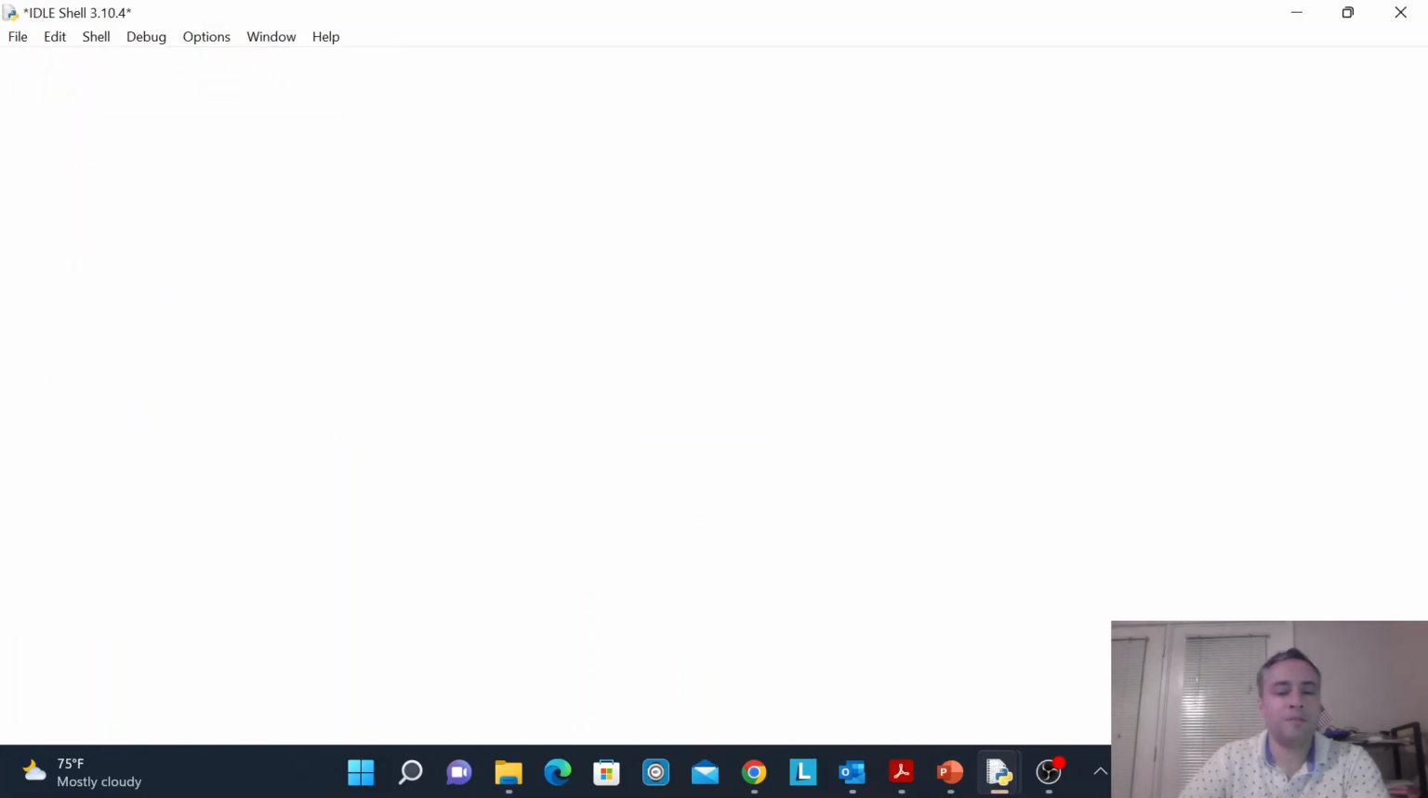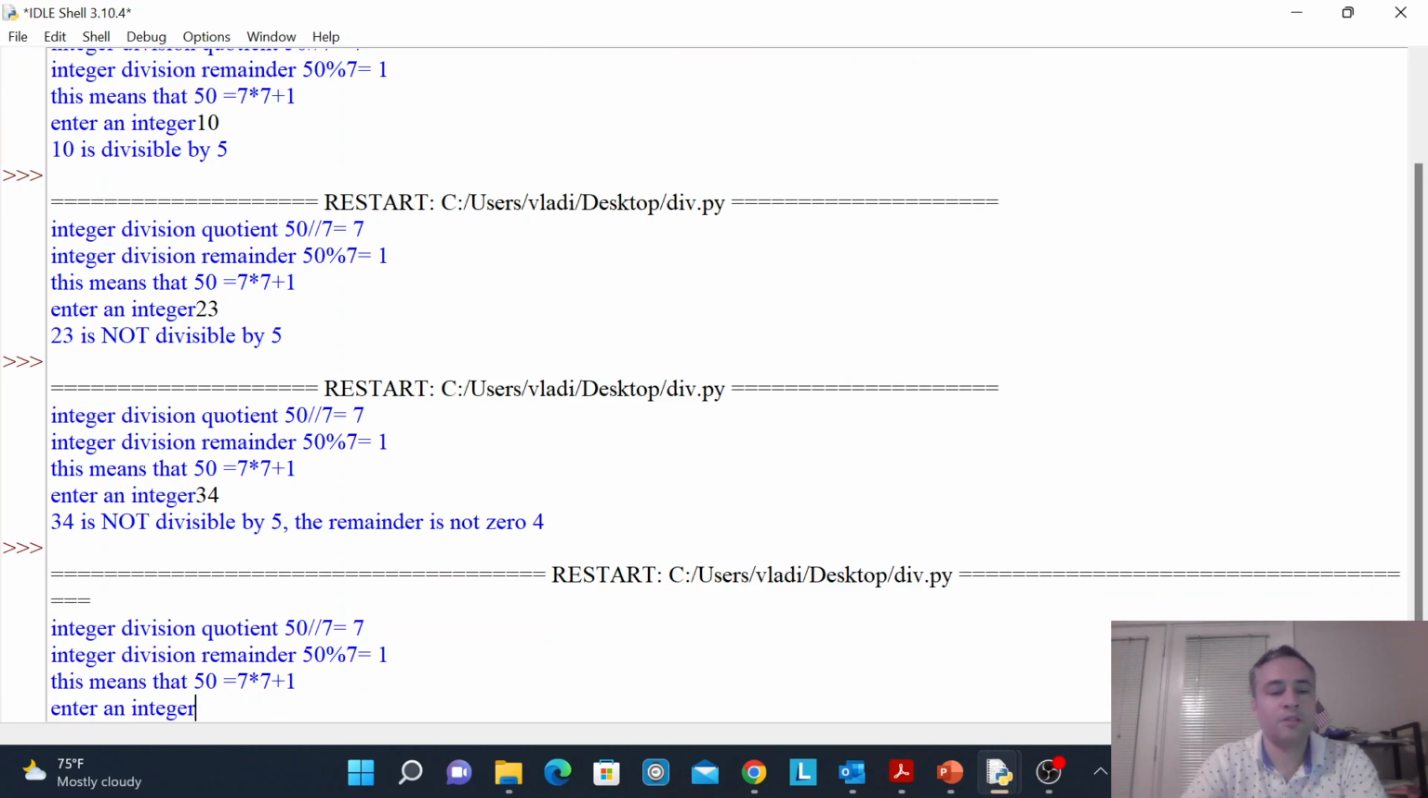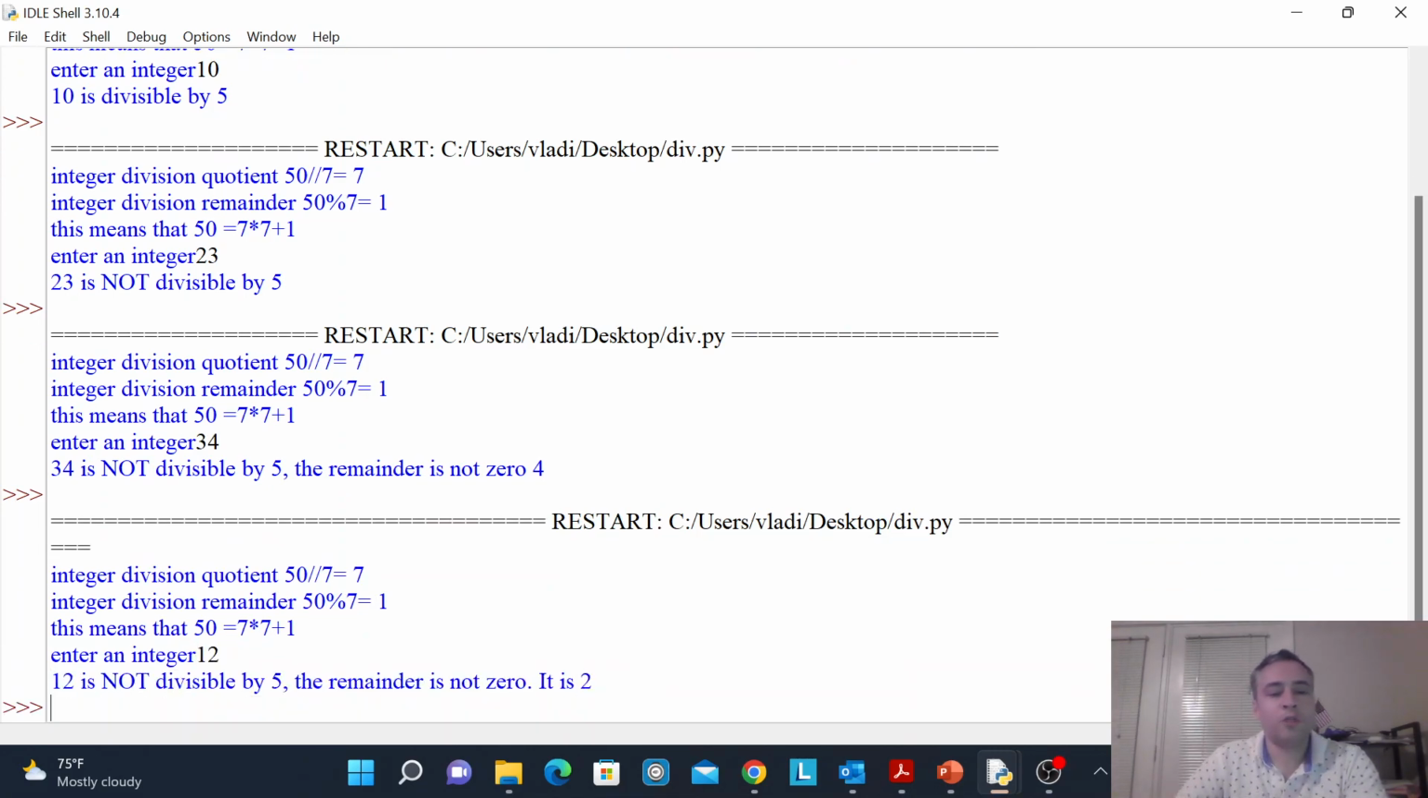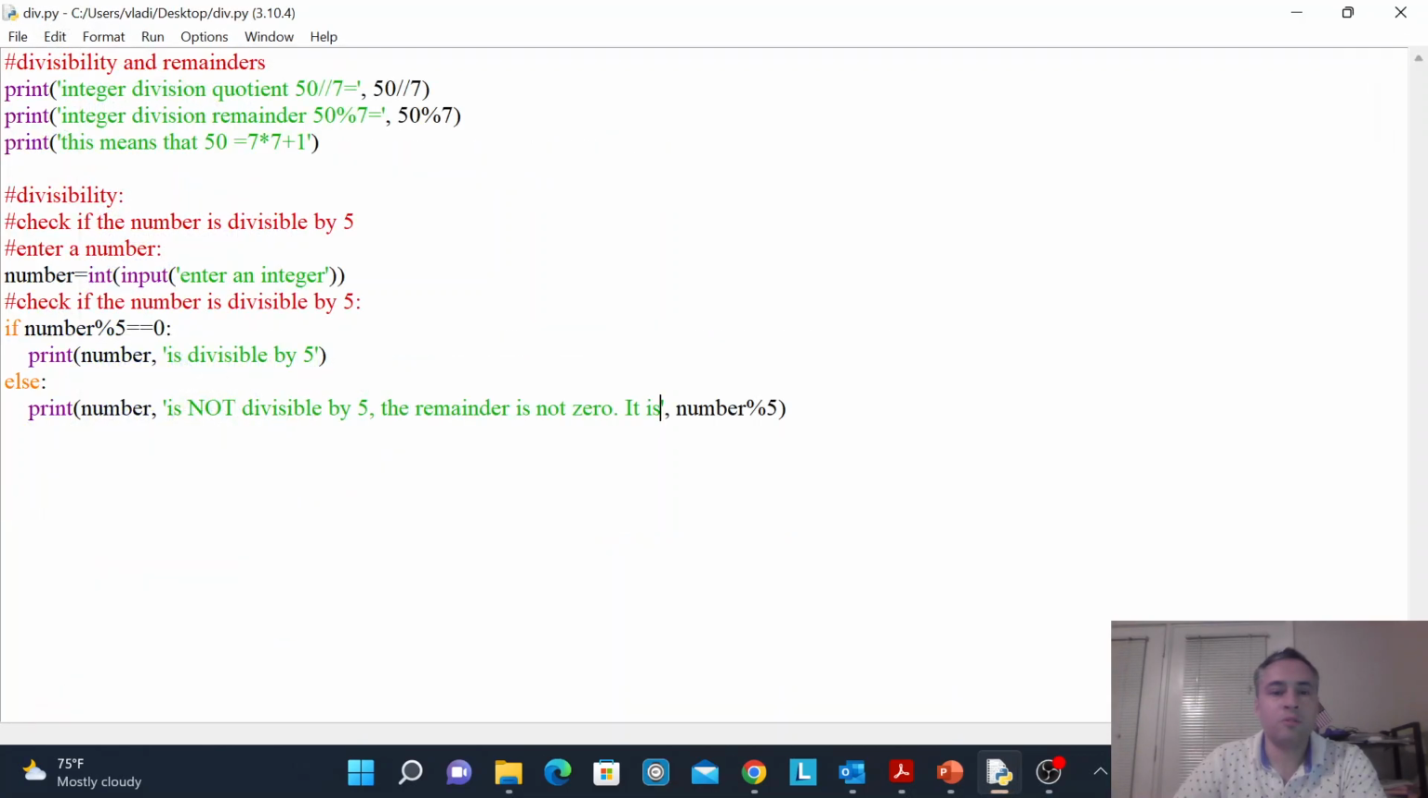Run it yet again. Enter an integer, 12. 12 is not divisible by 5. The remainder is 2. So yes, I think you are now in good shape to do your homework.